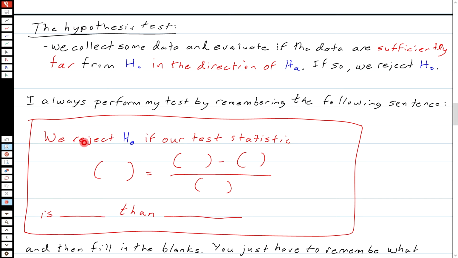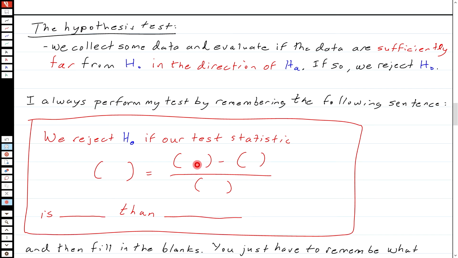So in more detail, we reject H naught if our test statistic, and this test statistic will look something like this: something is equal to something minus something over something. And we just have to fill in these blanks. The thing on the left-hand side is either going to be Z or T, and this follows the same rules as we had for confidence intervals. Use T if it's a hypothesis test on a mean or differences in means where sigmas are unknown, and use Z for everything else.